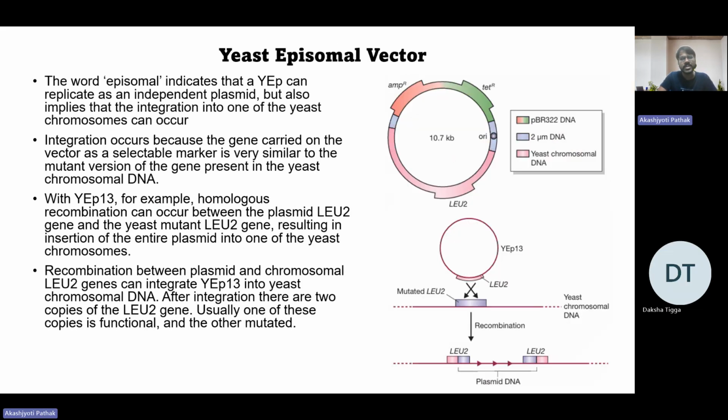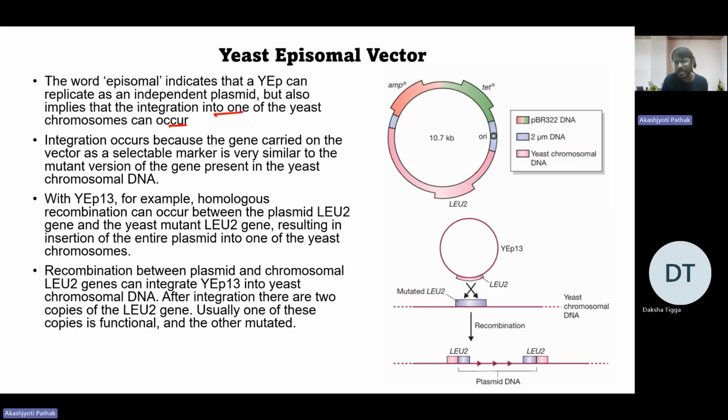Okay, now there is another concept about the yeast episomal vector. It is a type of shuttle vector only, because here you see it has an origin of replication for both bacteria and yeast. The word episomal indicates that this yeast episomal plasmid vector can replicate as an independent plasmid, but also implies that integration into one of the yeast chromosomes can occur. It can also be integrated into the yeast chromosome. How does this integration occur? It is because the gene carried on the vector as a selectable marker is very similar to the mutant version of the gene present in the yeast chromosomal DNA.